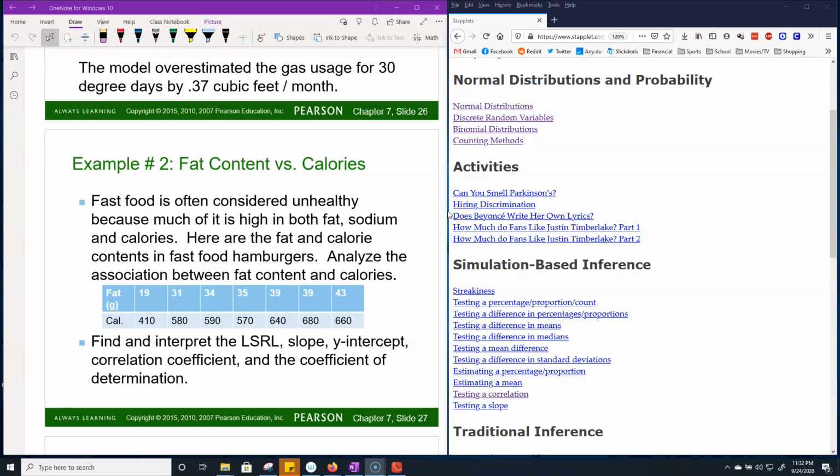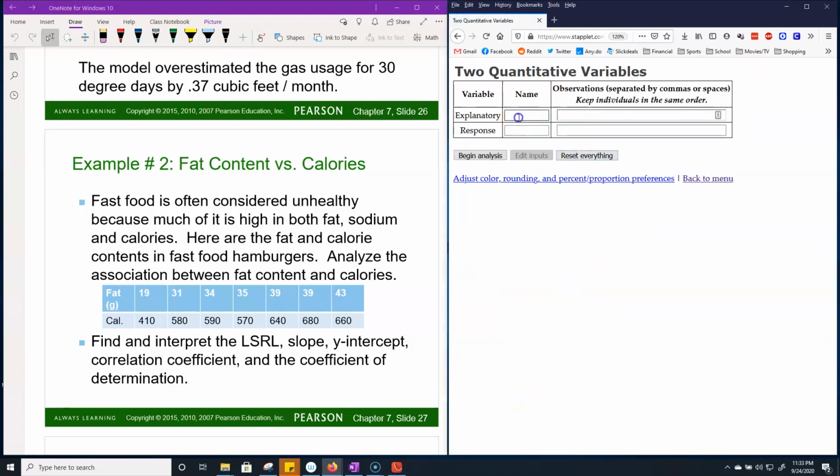So we want to analyze the association between the fat content and the calories here. So we've got our fat and calories, and we're going to use the testing correlation. The explanatory variable is going to be the fat in grams, and this is going to be the calories, because we think as the amount of fat goes up, the calories would go up, right? So I'm going to type these in.